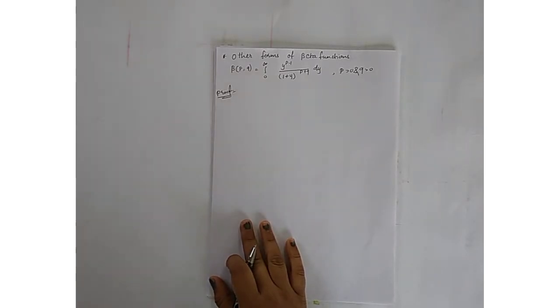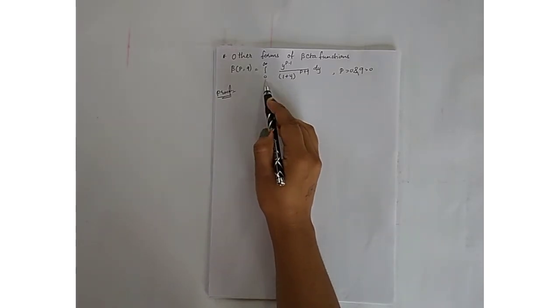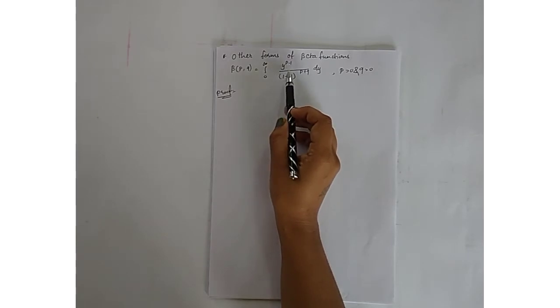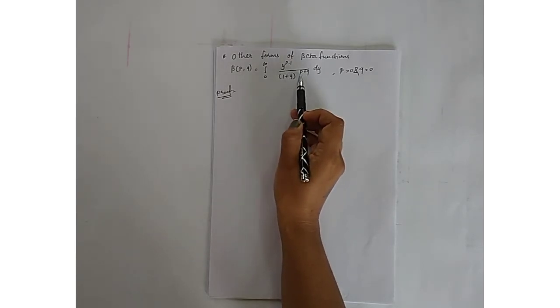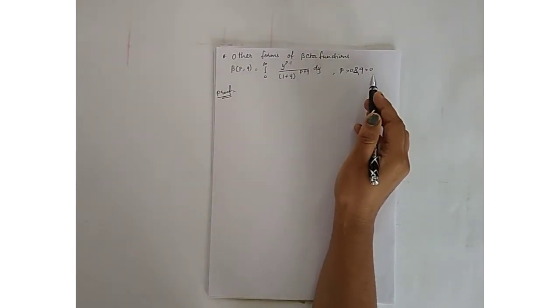Next we are going to learn some forms of beta functions. So the first form is beta(p,q) is equal to the integration with limit 0 to infinity of y to the power p minus 1 upon (1 plus y) whole to the power p plus q into dy, for p and q both greater than 0.